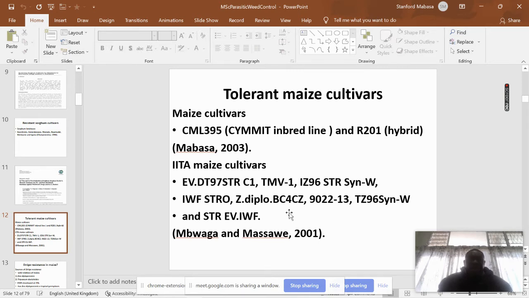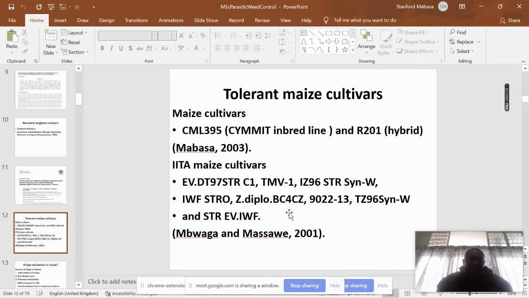Now, in maize, initially tolerant maize cultivars were identified. For example, CML 395, an inbred from CIMMYT, and the R201 hybrid appeared to be tolerant maize cultivars. In fact, R201 appears to have some resistance.